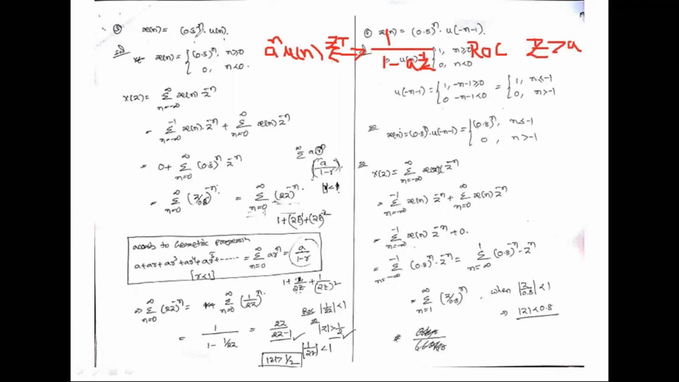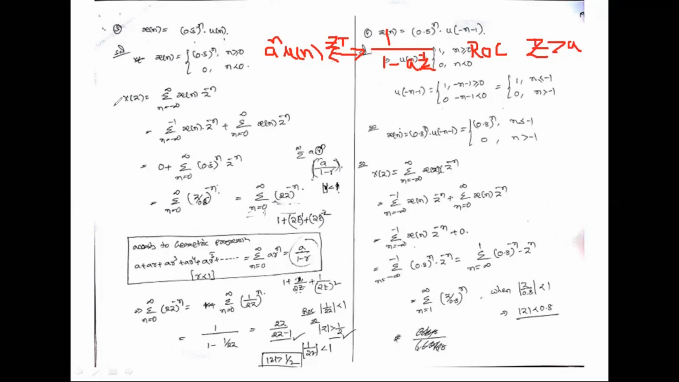Got it, my students? This function is given only for one-mark questions. Otherwise, don't use it directly when it is given in a 3-mark or 4-mark question. If it's a 1-mark question, then you can write directly that a^n u[n] is 1 by 1 minus a z inverse. Instead of a, it is 0.5, so 1 by 1 minus 0.5 z inverse can be written directly. But if they ask in a 3-mark or 4-mark question, you have to show the procedure.